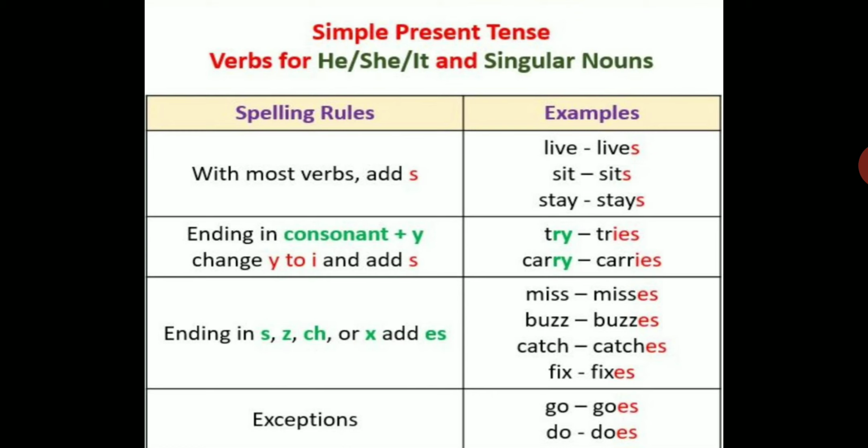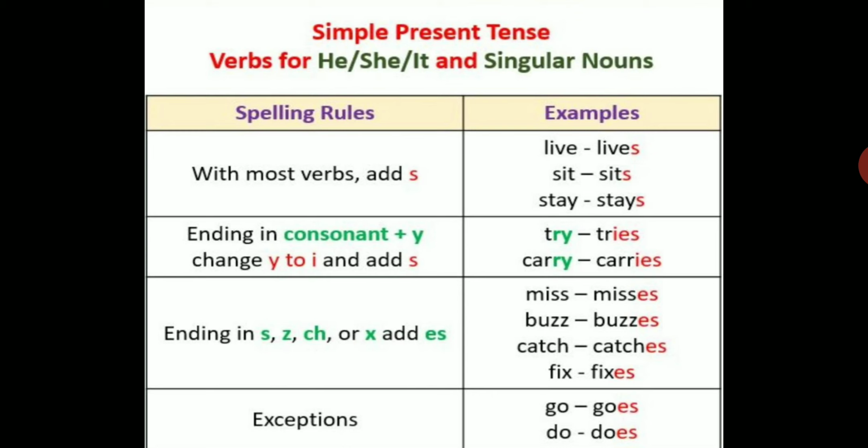The second rule is when the last letter of the verb is y and before y there is a consonant, then we remove the y, we cut the y and add ies. Try, tries, carry, carries. These rules are the same as the rules for making plural nouns, right?